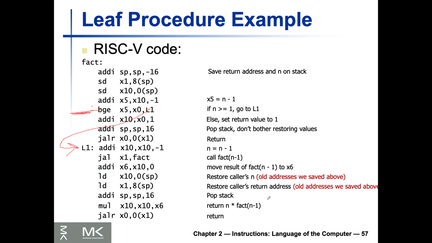Sorry, there's a problem I want to ask about the load and save. Because you save x1 and x10, right, at the beginning. And then if the BGE doesn't work, let's say x5 is smaller than 1, smaller than 0, so the BGE doesn't work, so it will continue going, right? It will never go to L1 if the condition fails. Then addi sp, sp, 16. You're not loading the x10 and x1 back. You're only taking the x10 and x1 off at the L1 stage, right?